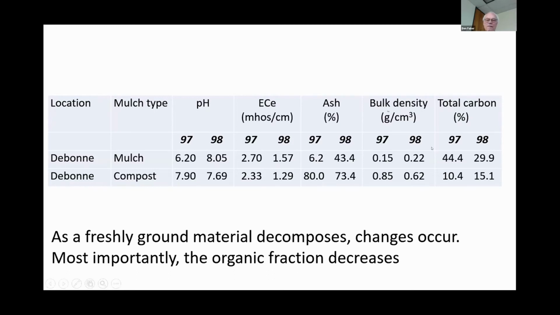And as the material burns, it gains a higher bulk density. It's got more minerals, it's got less organic matter. So one of the characteristics of a freshly ground material is that it has a high organic fraction. It's higher than in a compost. So when you are using a composted material, you're using a material that has a high mineral fraction and a lower organic matter fraction, okay?